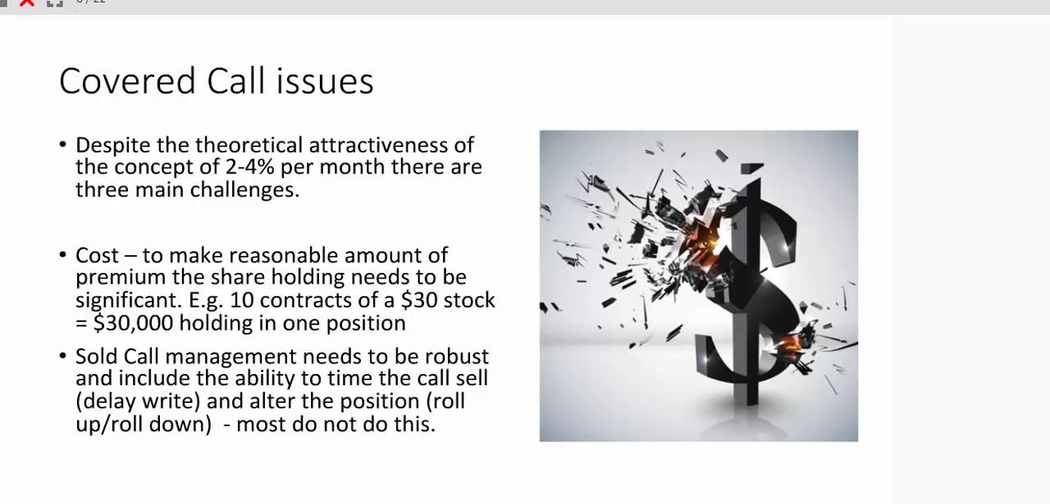The second and probably trickiest thing about covered calls or diagonal call spreads, or the strategy I'm going to talk to you about today, is sold call management. Generally speaking, the idea of just selling a call every month or every week rarely works if you don't take care and manage the call subsequently. It needs to be robust. You need to time the call sell well, potentially delay sometimes, alter the position according to what's happened to the underlying, so roll up and roll down. And most people don't do this, or if they do, they don't do it well. So those tend to be the issues with covered calls.